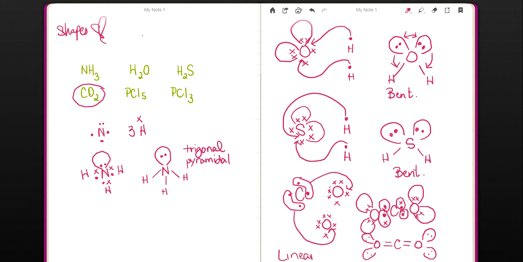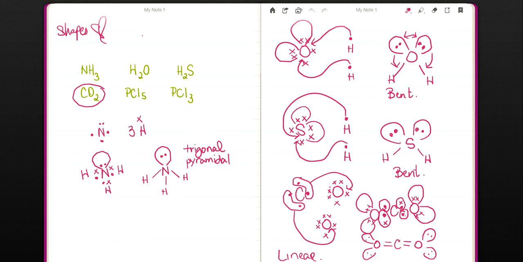And if you notice, it fulfills the octet where you have 1, 2, 3, 4, 5, 6, 7, 8. So carbon's octet was fulfilled. And let's see if oxygen's octet was fulfilled. You have 1, 2, 3, 4, 5, 6, 7, 8. So it was fulfilled on both ends. So that was pretty cool.